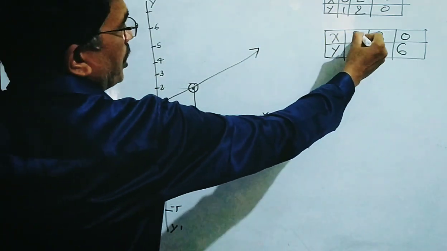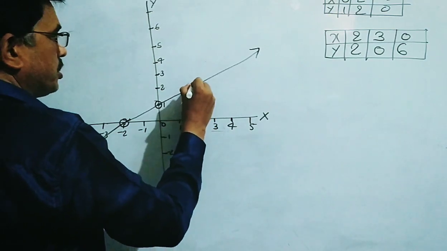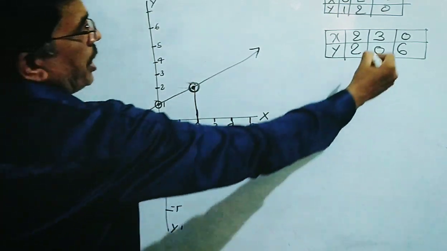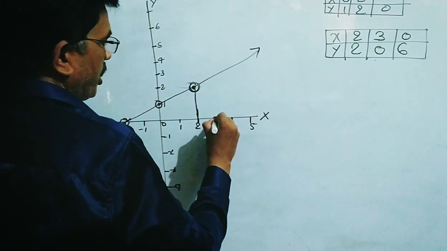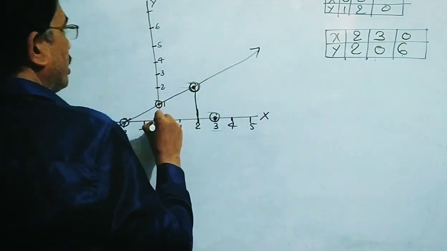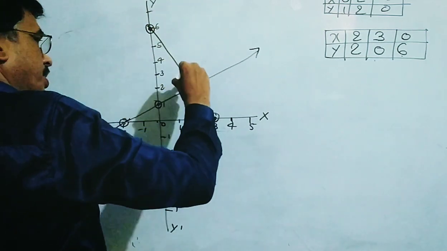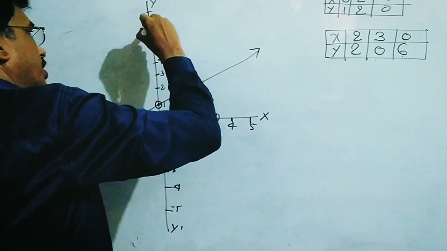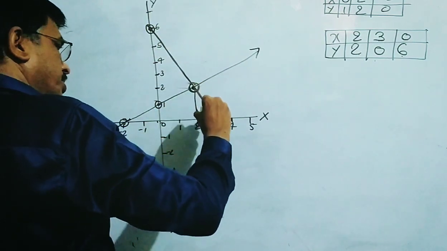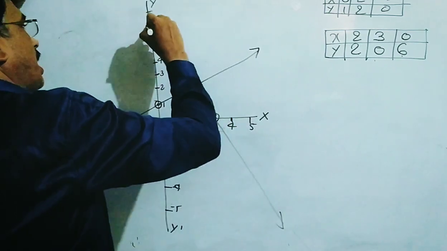Similarly, for the second equation, x is 2, y is 2. So it is the common point. Next, x is 3, y is 0. And next, x is 0, y is 6. So your line will look like this. Draw these points and produce the line with the help of a scale.